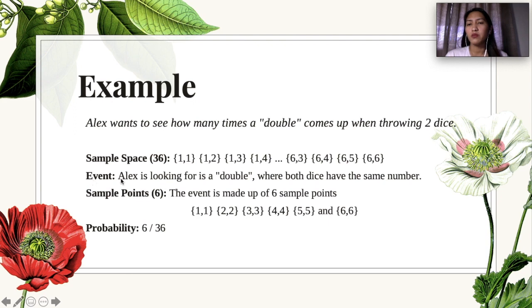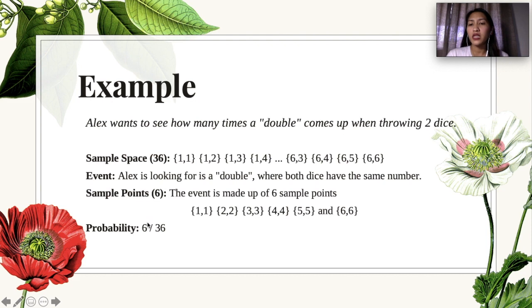An event would be what Alex is looking for is a double, where both dice have the same number. So yun yung particular event na hinahanap mo. So ang sample points mo, ibig sabihin yung hinahanap mo from the event ay 6. Bakit? Kasi meron tayong 6 na doubles. Meron tayong 1,1, meron tayong 2,2, 3,3, 4,4, 5,5, and 6,6.